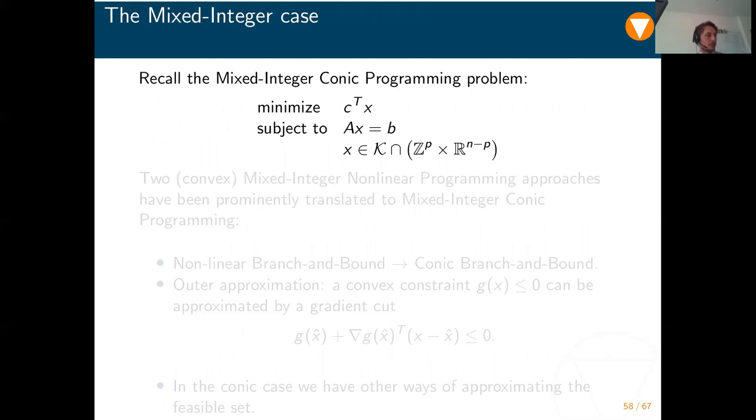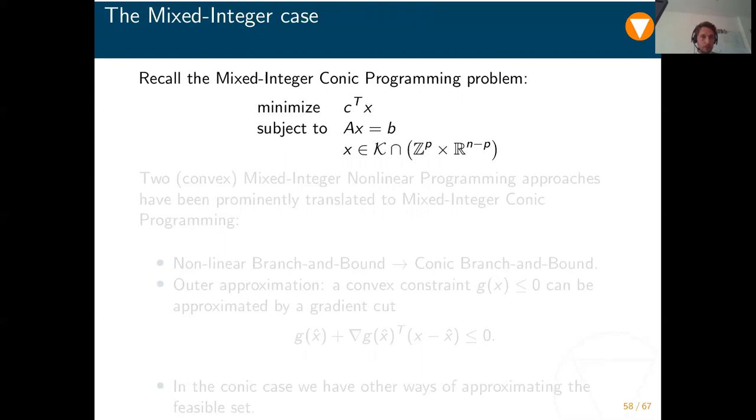Okay, some words about the mixed integer case, which is something I actually work on a bit more personally. This is also exciting, but with respect to the continuous case, maybe even more fresh. So it has not been so many years that people tried to study these things and develop robust algorithms.